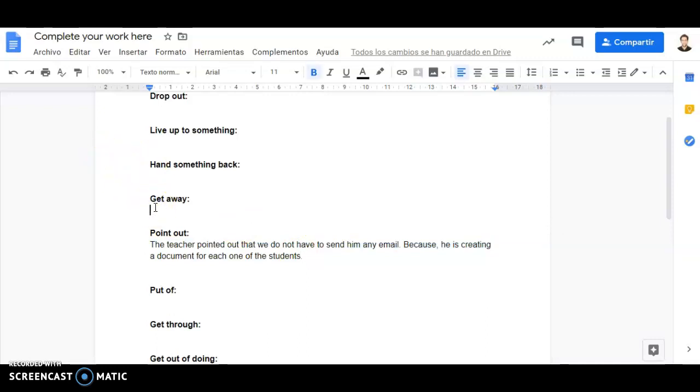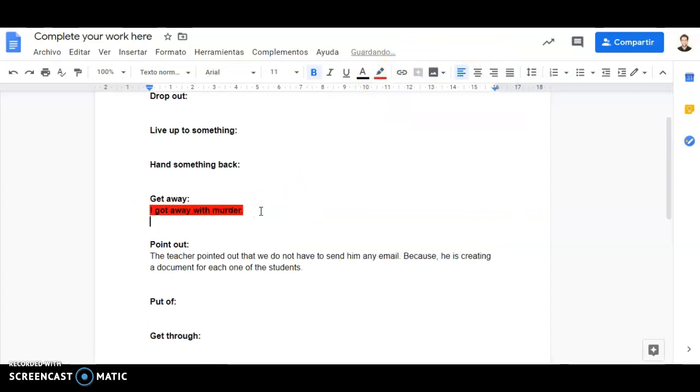I don't say, "I got away with murder." This is not a phrase. Remember, it's "got" because we are talking about the past. You need to change the verb in each one of the things. This is, I repeat, not a good phrase. If I want to say something, I need to be more specific.